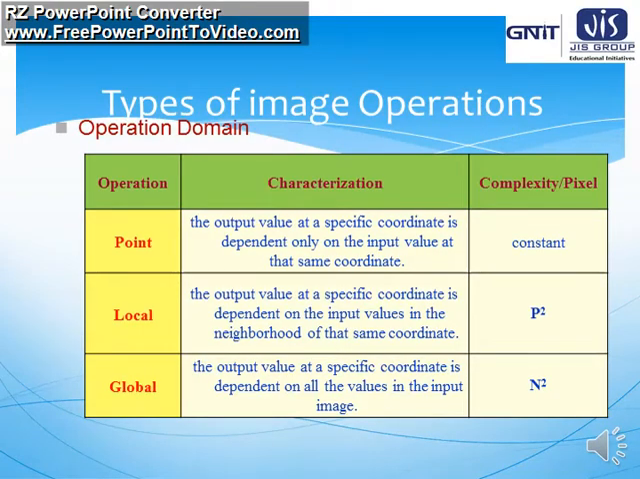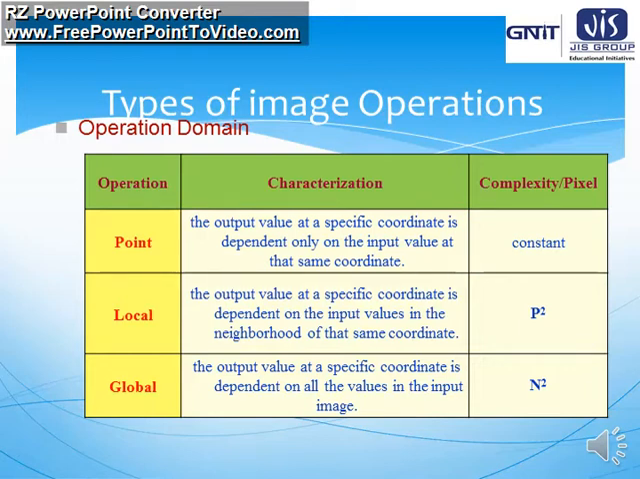Now, types of image operations. Three types of image operations can be done. They are also known as operation domains. The first one is the point operation or point domain. The second one is local operations or local domain, and the third one is known as global operation or global domain. Here, if we look at this table, it has three columns: operation, characterization, and complexity per pixel.